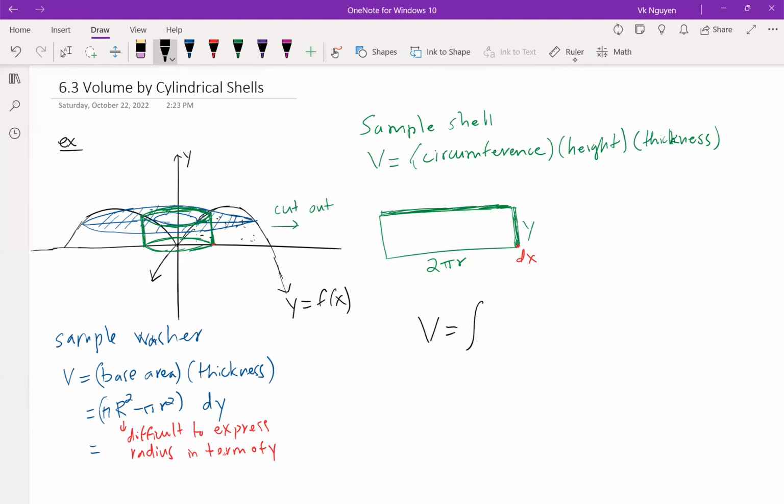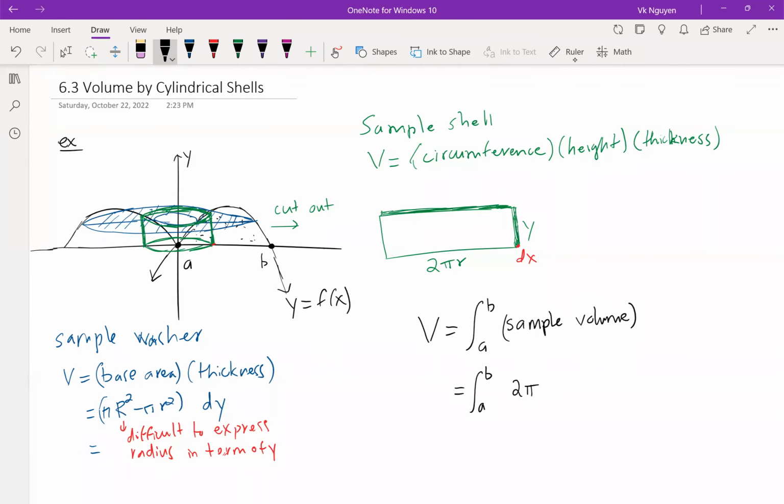And then we integrate that based on this problem. It would be from this point to this point. So I'll say from a to b here, of a sample volume. And the sample volume is circumference multiplied by height multiplied by thickness.